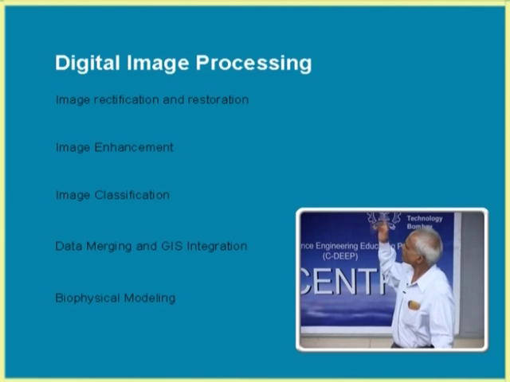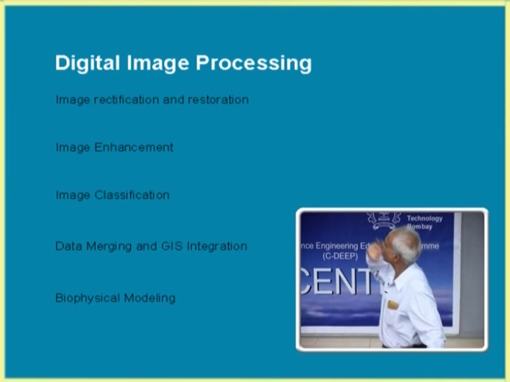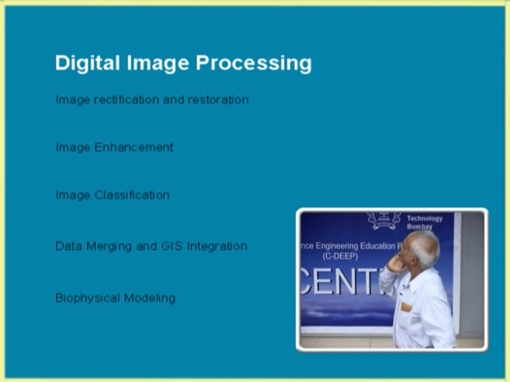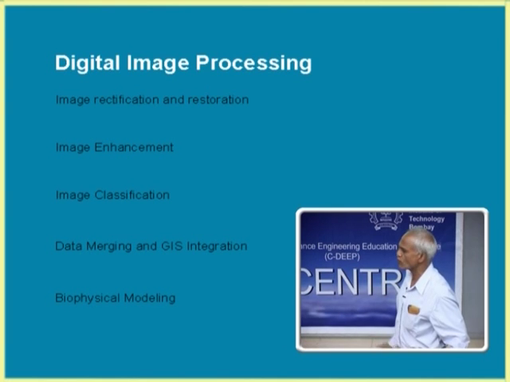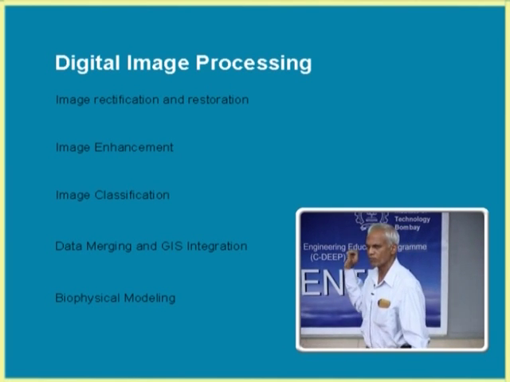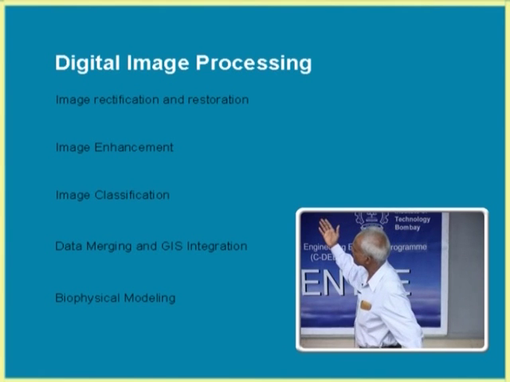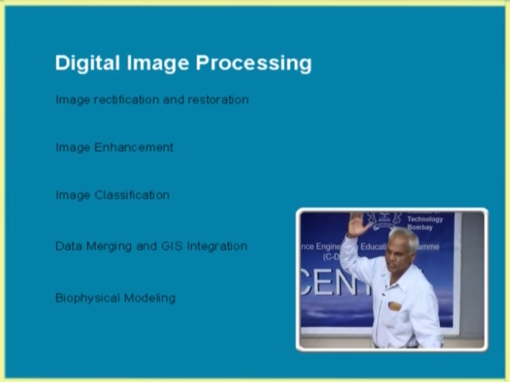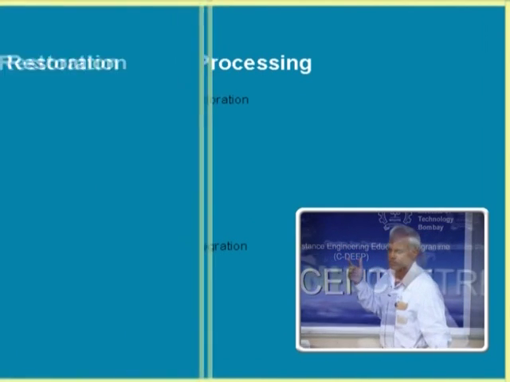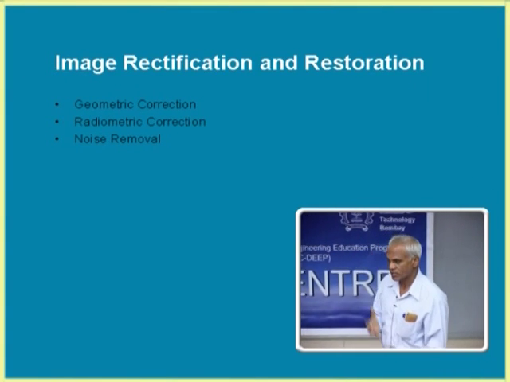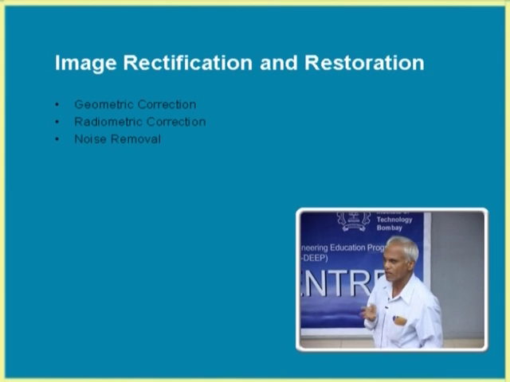So there are various facets of digital image processing: rectification and restoration, image enhancement, image classification, data merging, GIS integration, biophysical modeling. It is not an exhaustive list or watertight compartments. Some of them are listed, and sometimes some of them get merged with something else or are further classified. What is image rectification and restoration? One is geometric correction, radiometric correction, and noise removal.